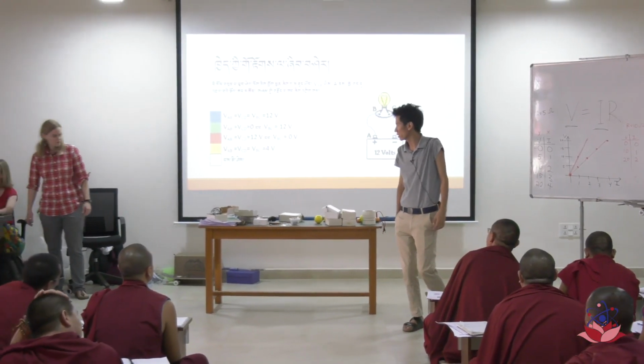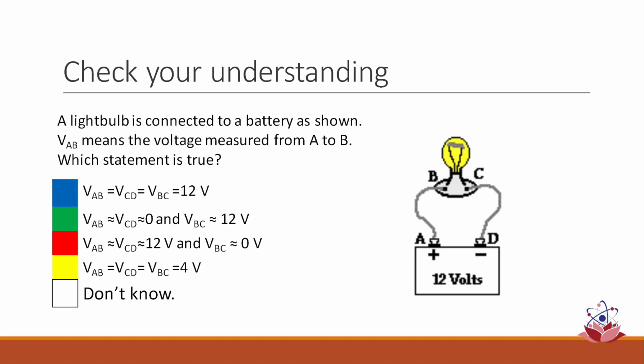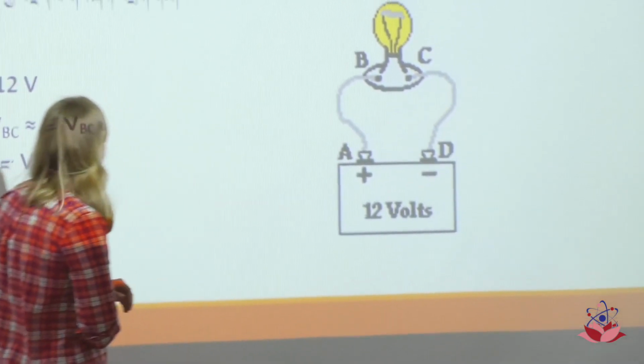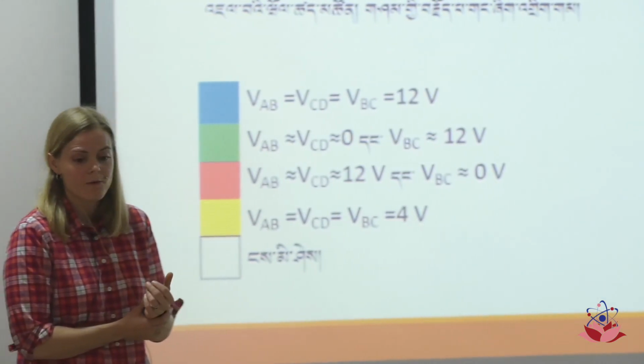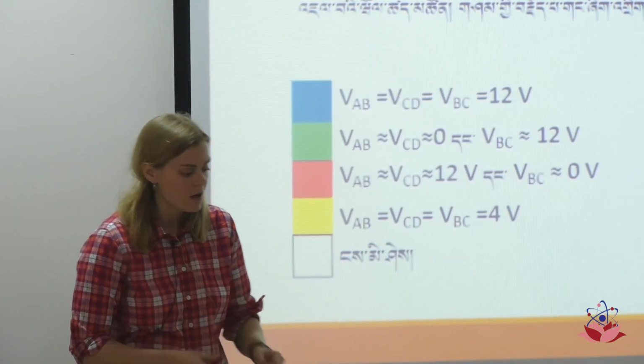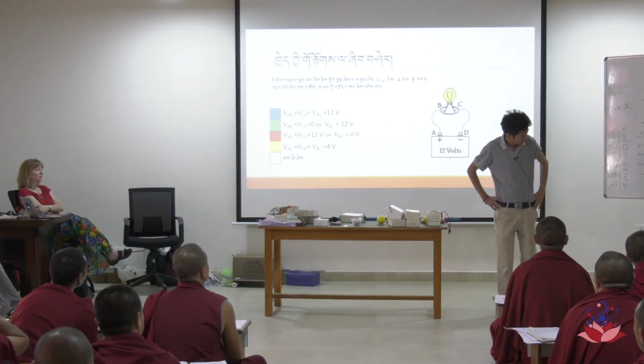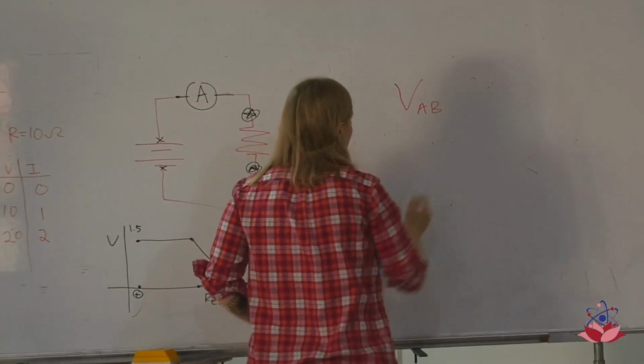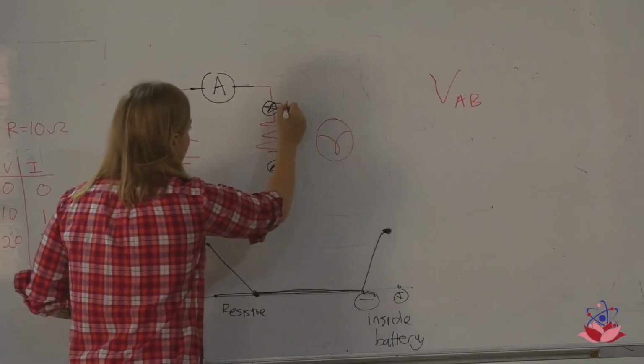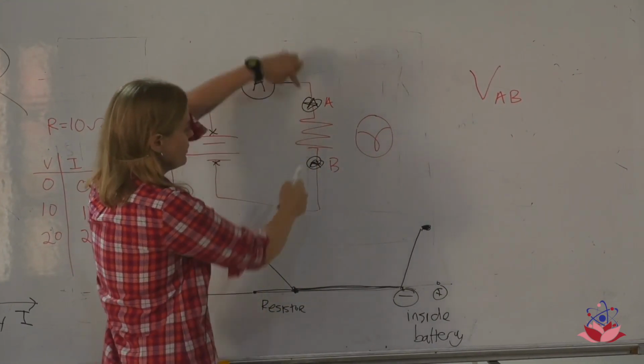Good. So we're just going to do a brief check of understanding, and then we might have time for a couple more questions before break. So in this question, we have a battery connected to a light bulb in a circuit, and we want to know what you think is happening with the voltage between various points across the circuit. We're introducing some new notation, which is VAB means the voltage. So if this is A and this is B, that means the voltage I measure between points A and B.